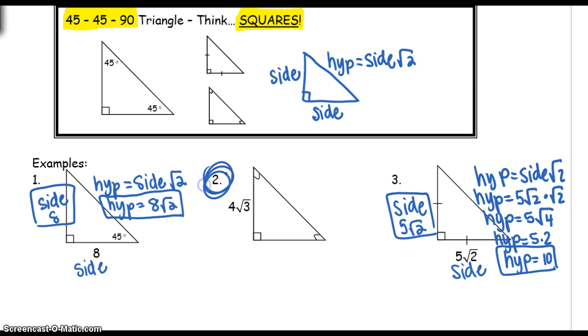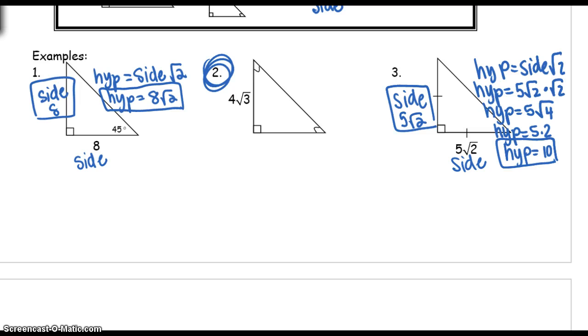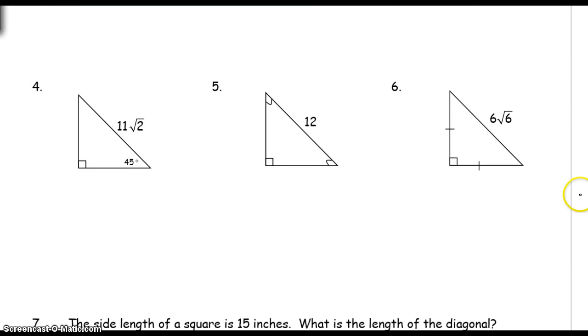I'm going to ask that you do number 2, bring that to class. So try that one out and bring it to class, and we'll talk about it then. So let's keep going. And remember, you can always pause, you can always rewind if I'm going too fast. Let's talk about number 4.